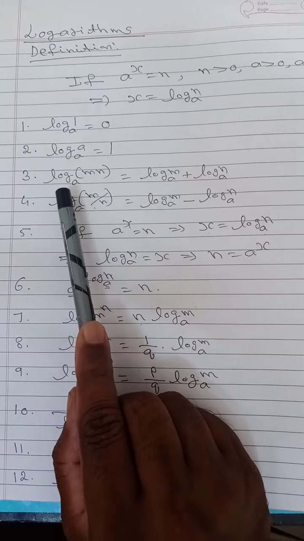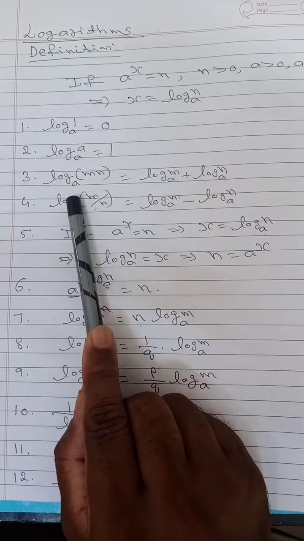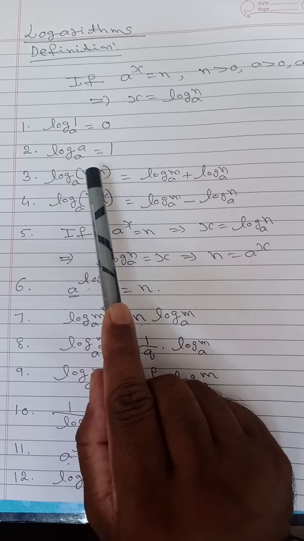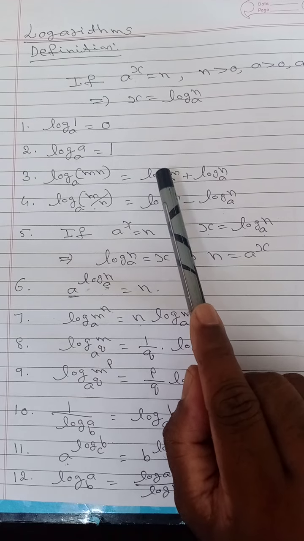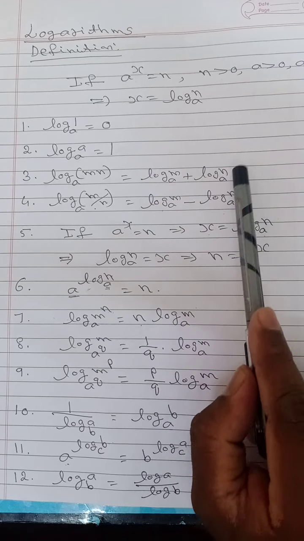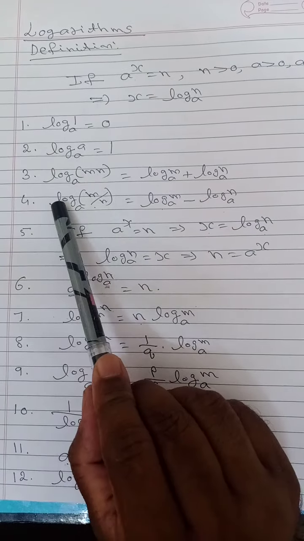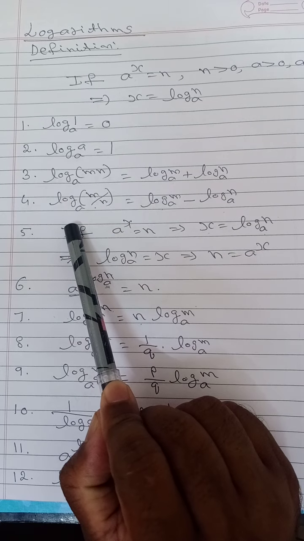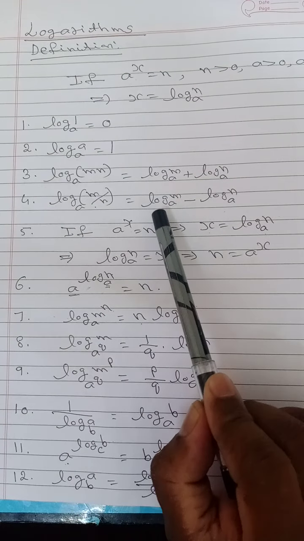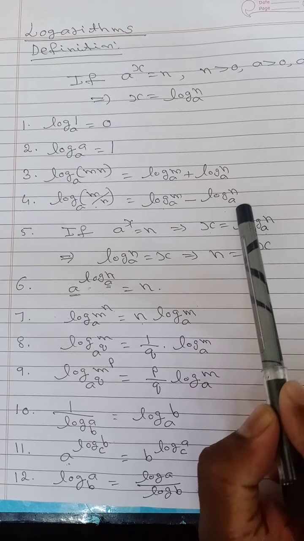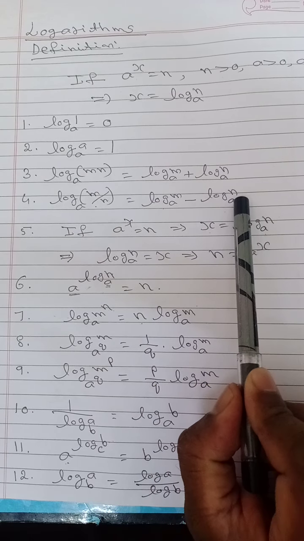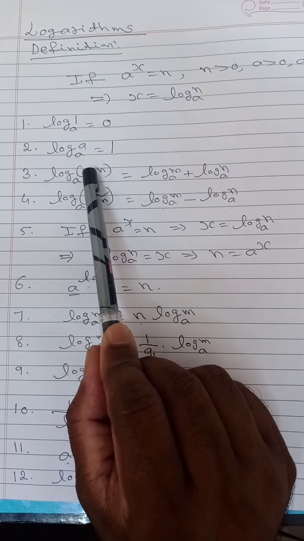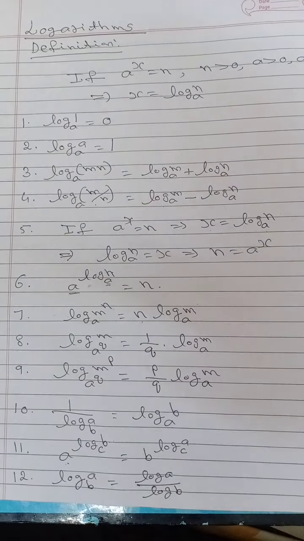The third property is log mn to the base a. If you have the product of the terms, you can write it as log m to the base a plus log n to the base a. Similarly, log of m upon n to the base a, we can split as log m to the base a minus log n to the base a. This means if there is a division, you write a difference of the logarithms. If there is a product, then we write the sum of the logarithms.